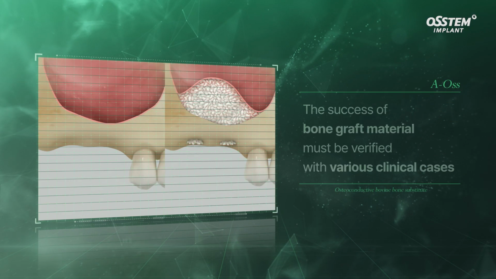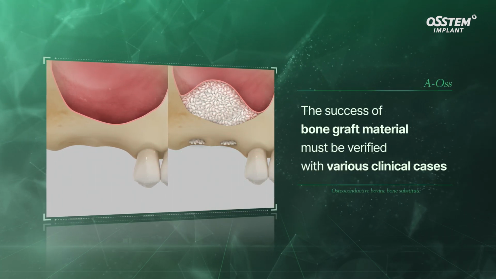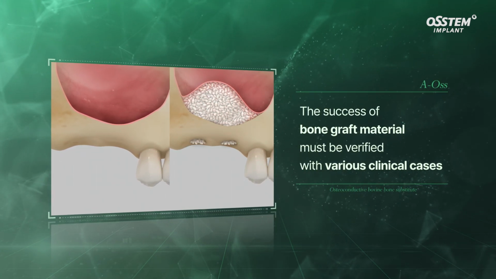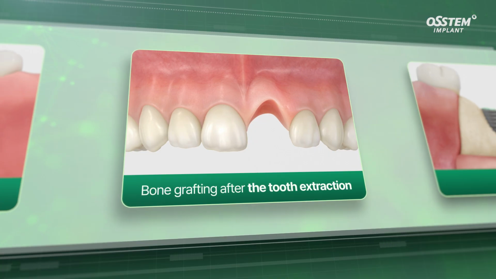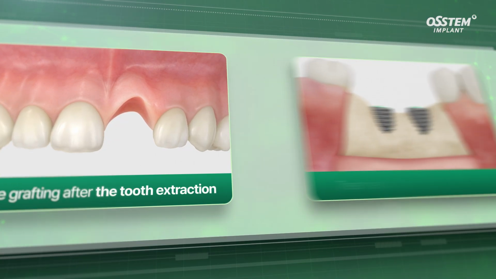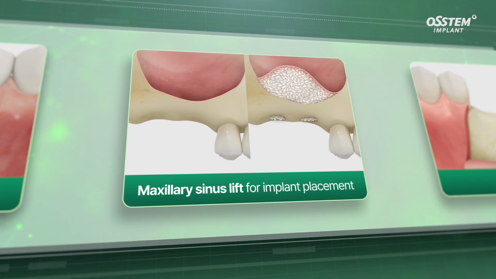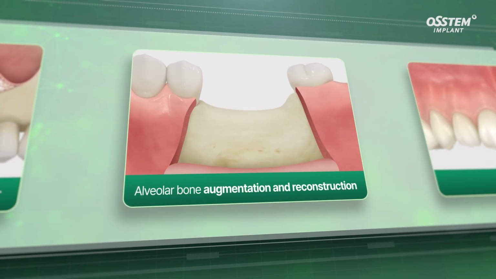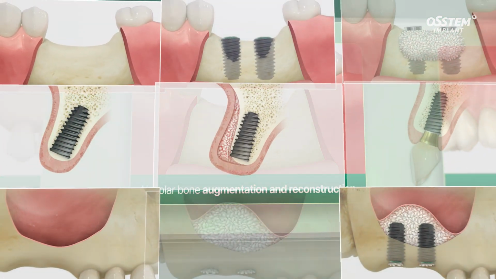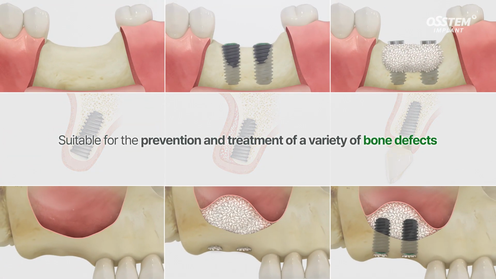The success of bone graft material must be verified with various clinical cases. A-Oss is designed to graft bone in a socket after tooth extraction, and for the treatment of peri-implant defects with guided bone regeneration. A-Oss can be applied to the sinus lift to place the implant in a maxillary sinus, and to augment and reconstruct the alveolar bone. It can be used to treat and prevent various bone defects.